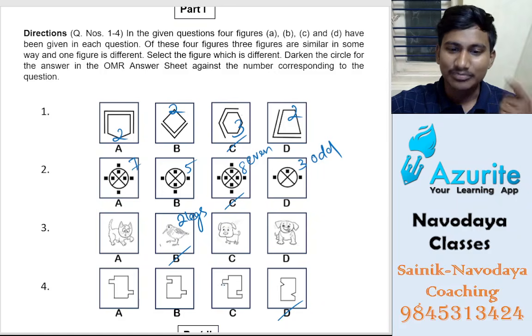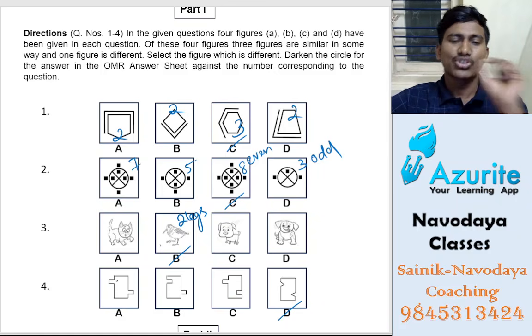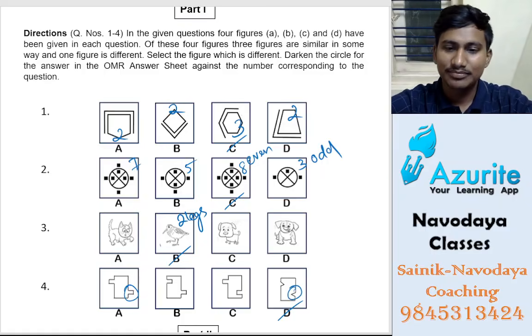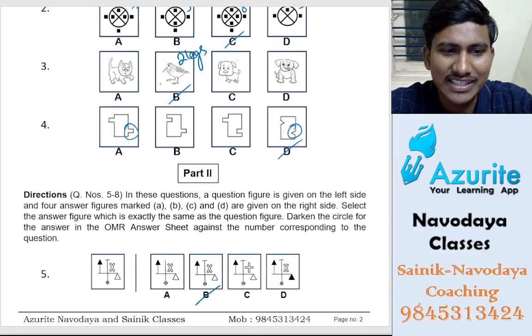And the fourth one, these are all extrusions. The outer parts are squares, in the form of a rectangle. But here it is triangular, that is why it is different. Understand? So the fifth answer is option B. It is the same figure. Okay.